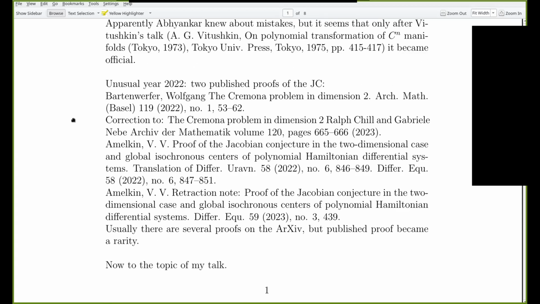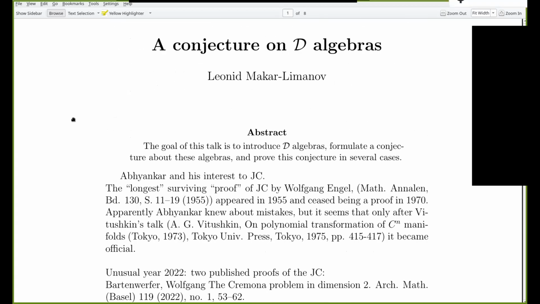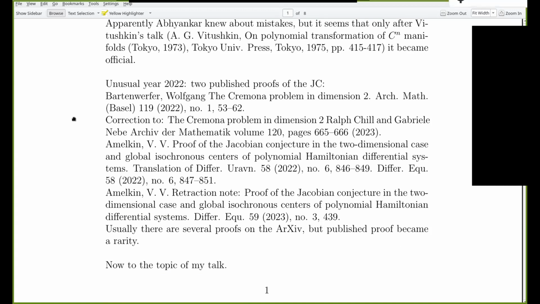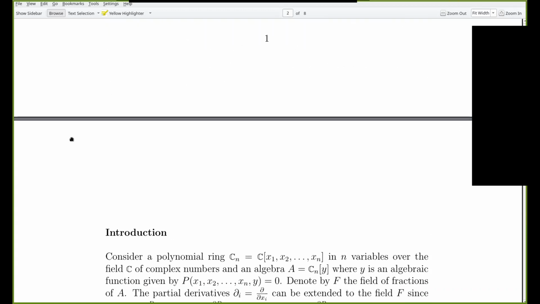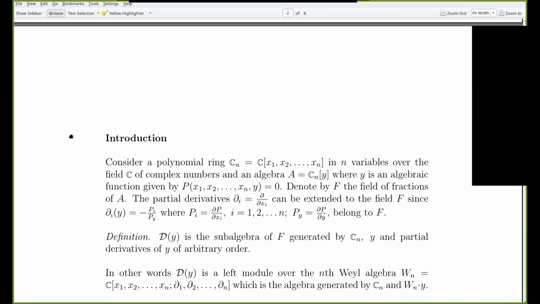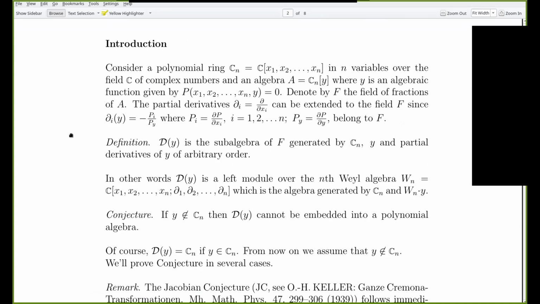What I'm going to talk about is some object which I want to popularize, which I named D-algebras, somewhat similar to D-modules, and some conjecture about these D-algebras, which, if proved, will immediately imply the Jacobian conjecture. So here is what is going on. Consider a polynomial ring in n variables and an algebraic function given by, say, a reduced polynomial p of n plus 1 variables. And y would be an algebraic function of variables x1 and so on xn.